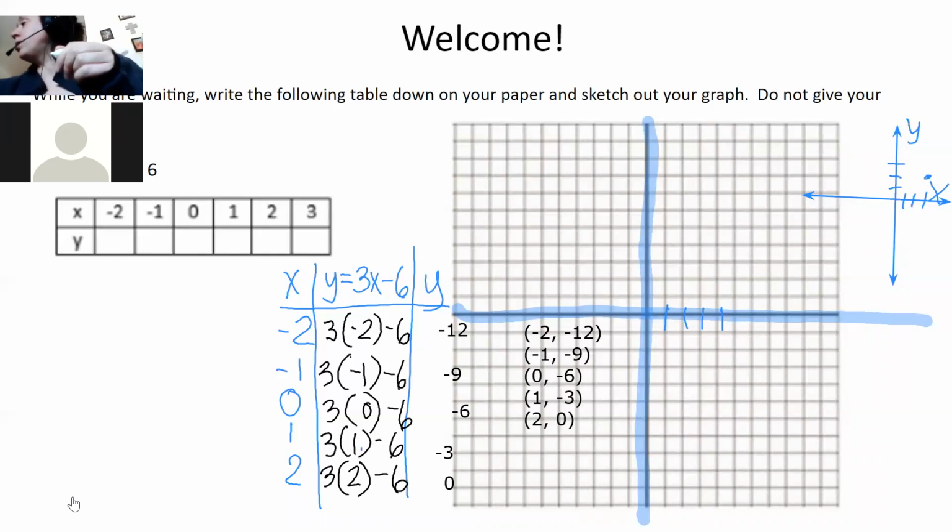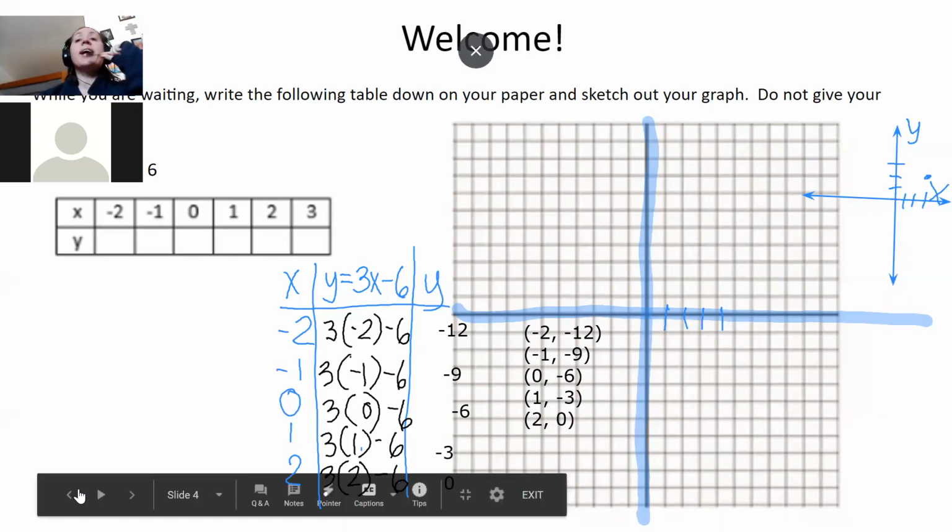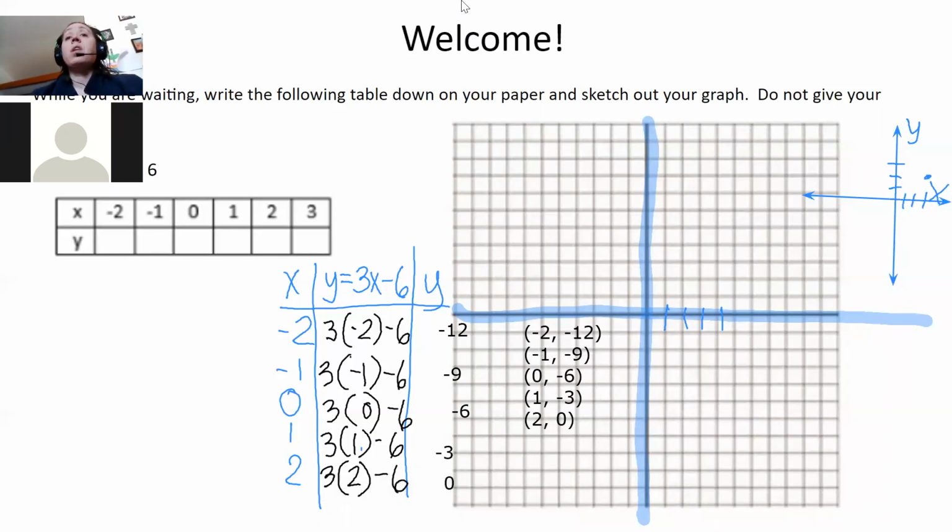Nobody knows where 2, 0 is. Should I do the first one? I got it. And I'm going out of order too. So 2, 0 means I'm going to go to the right 2. And it's going to be right on the line. Bam, there's 2, 0. So that one's graphed. Who can do 1, -3?